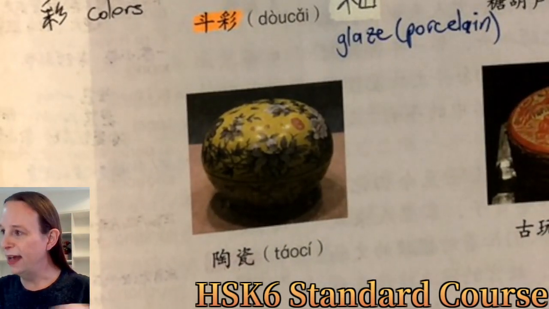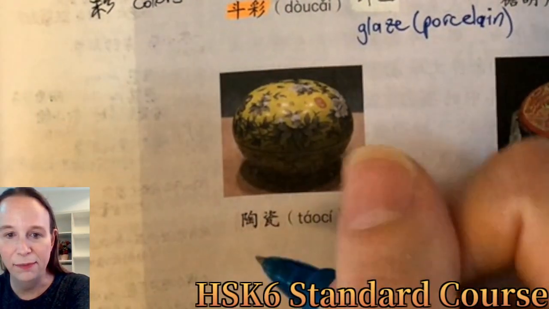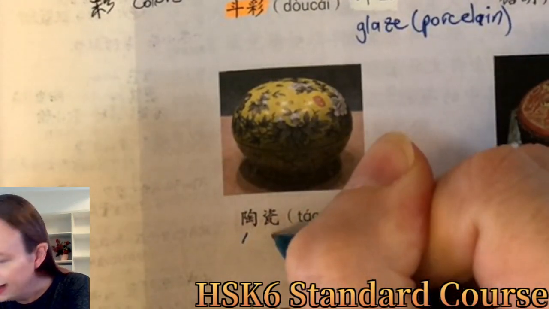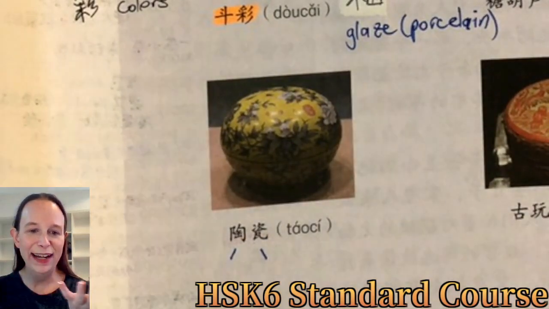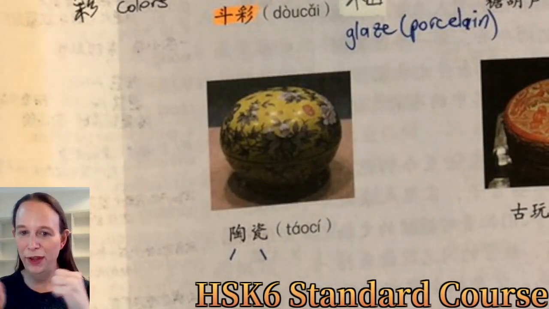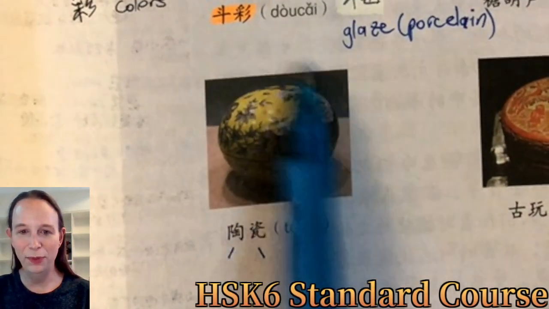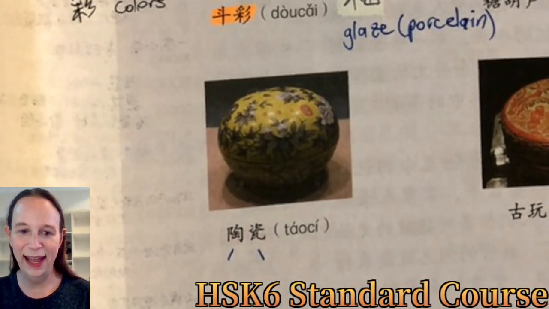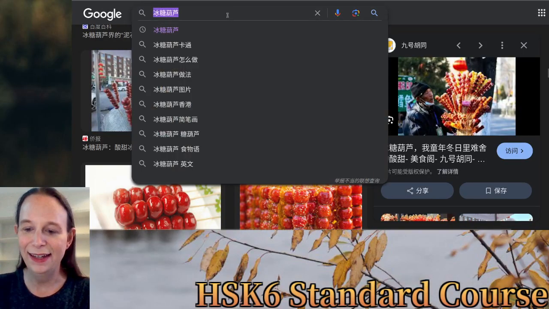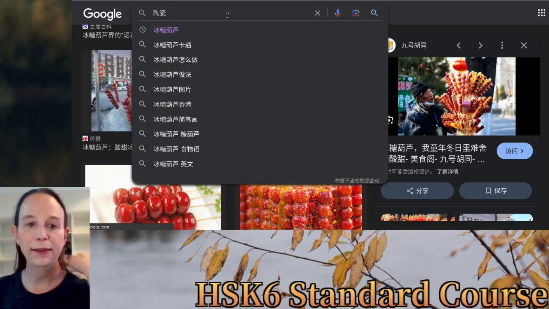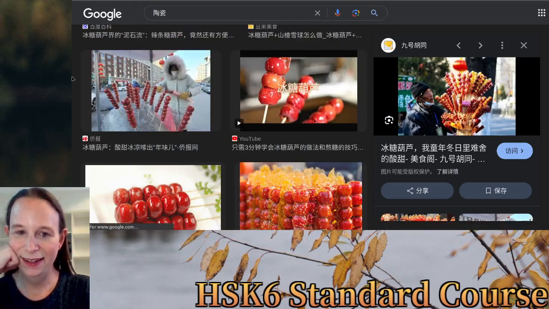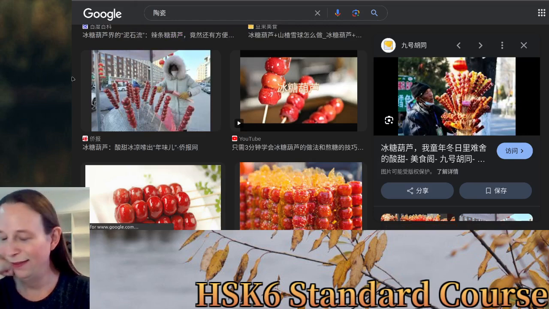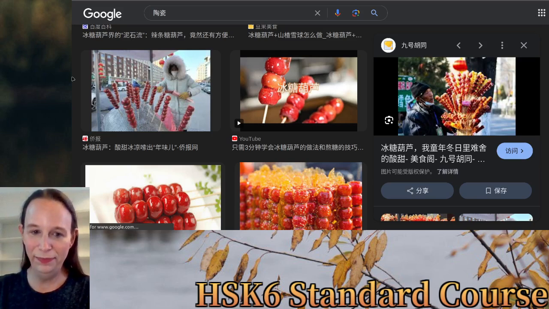陶瓷. So Tao refers to pottery, right? This is the pottery, and the zi is the porcelain. So Taozi together is like combining pottery and porcelain into the same word. So this is more on the porcelain side, but it also includes things like pottery. So we're going to find things like vases and whatever, coffee cups.